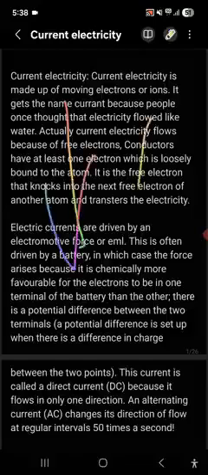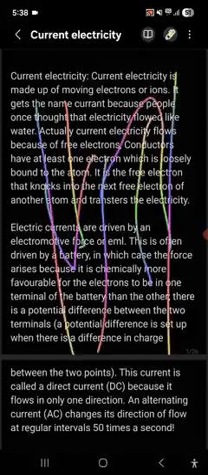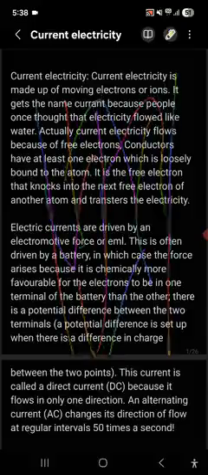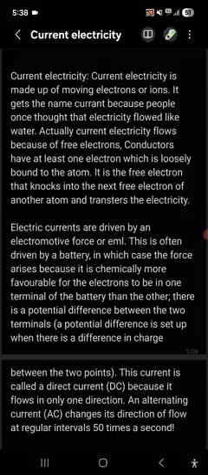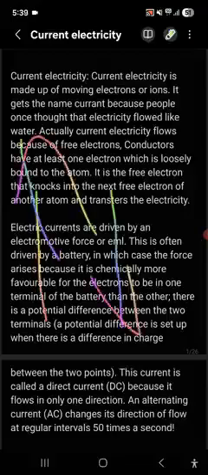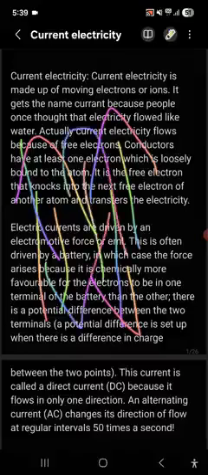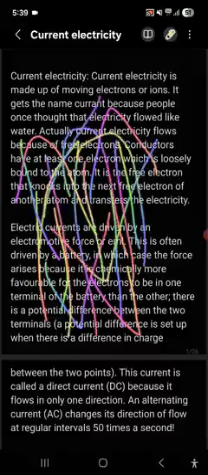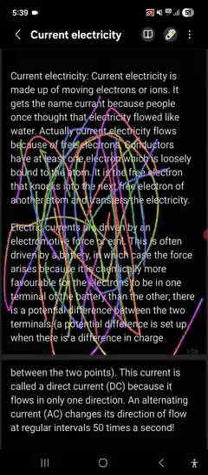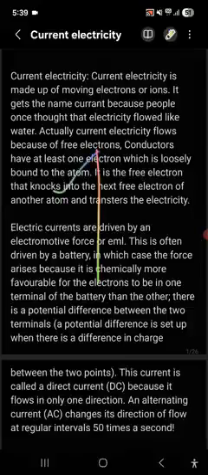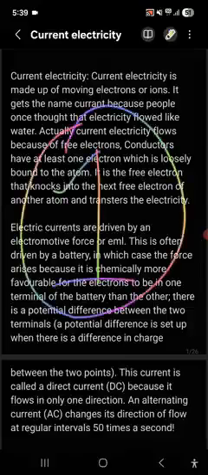Alternating current changes its direction of flow at regular intervals, 50 times a second. Damn, 50 times a second. You know how fast that is? 1, 2, 3, 4, 5, 6, 7, 8, 9, 10, 11, 12. This much in one singular second.